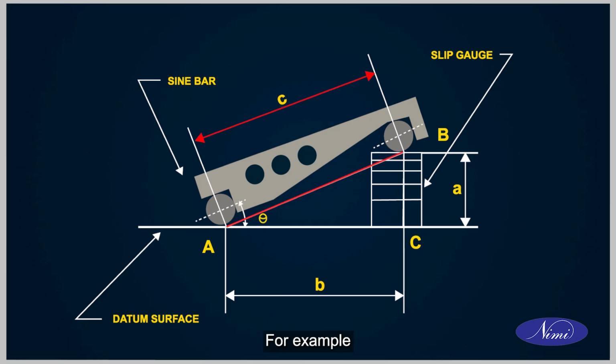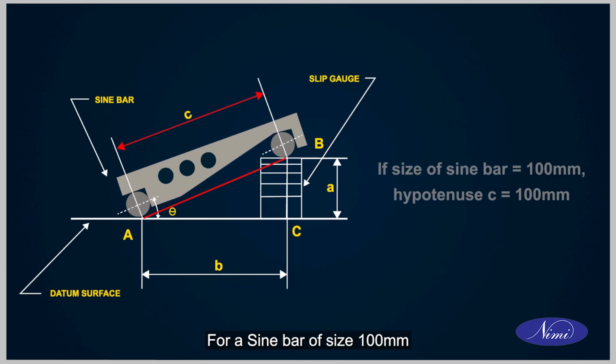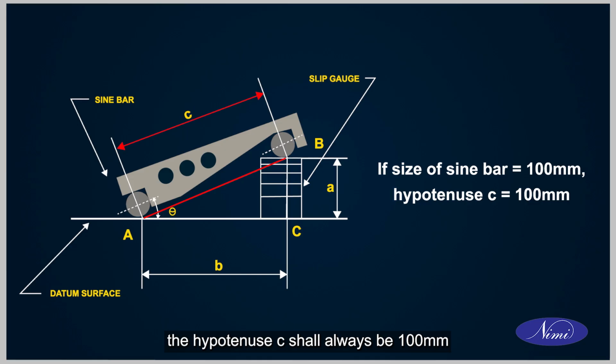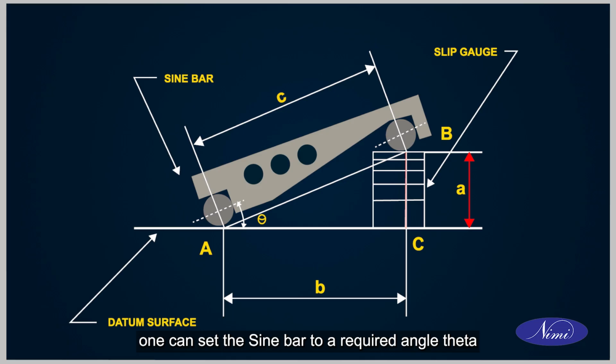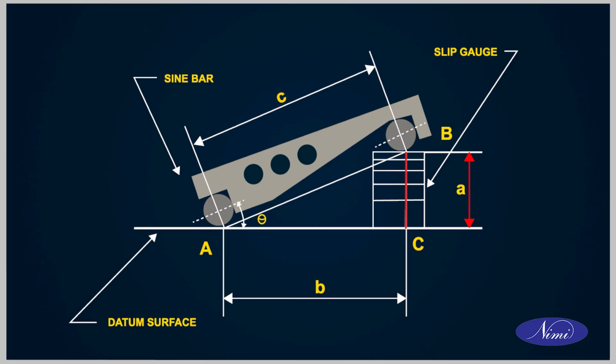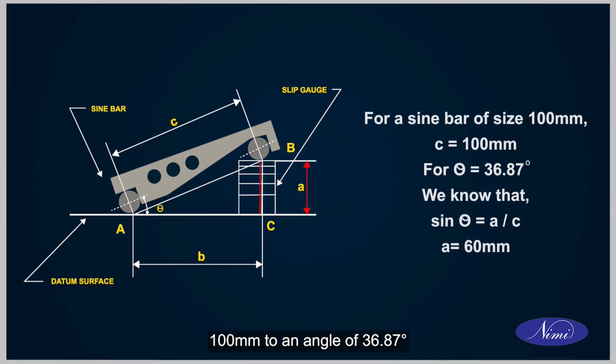For example, for a sine bar of size 100 mm, the hypotenuse C shall always be 100 mm. By stacking the slip gauges to a calculated height A, one can set the sine bar to a required angle theta. For example, to set the sine bar of size 100 mm to an angle of 36.87 degree, we need to stack the slip gauges to a height of 60 mm.